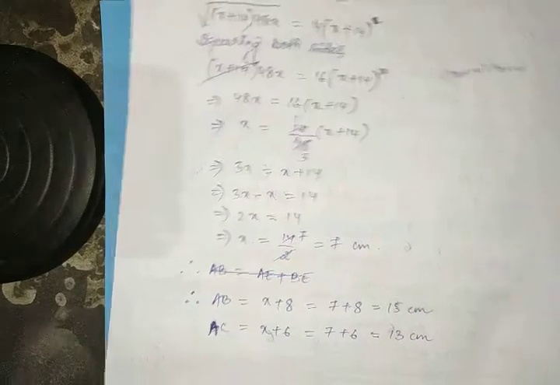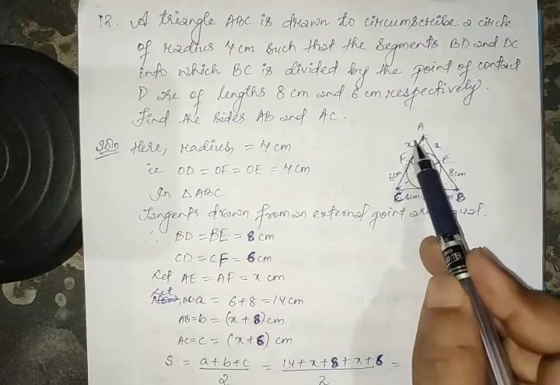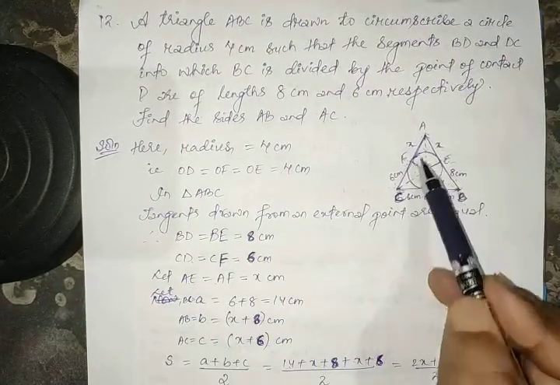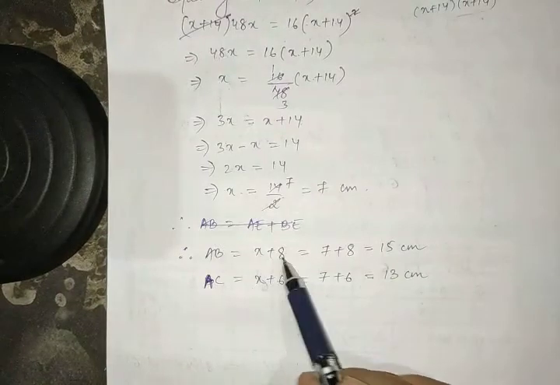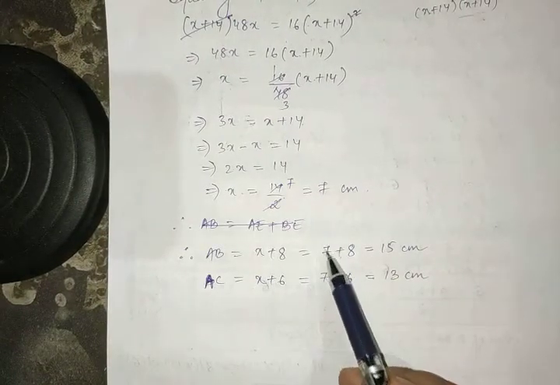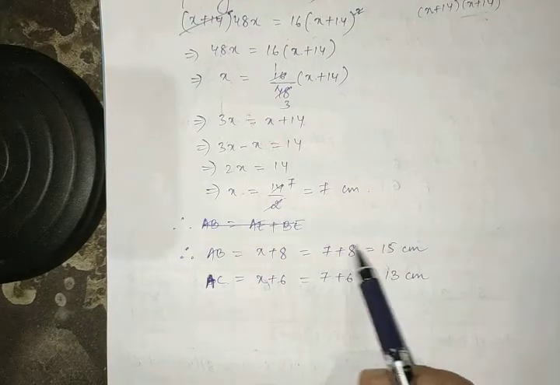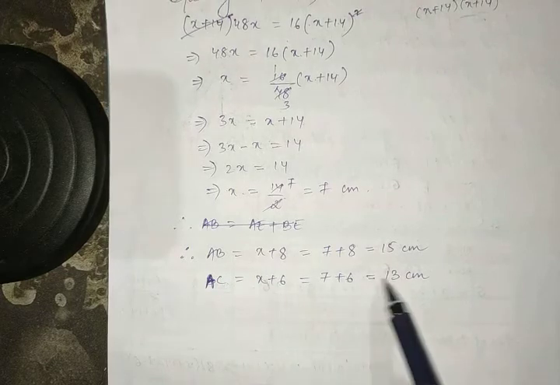Now we can find the two sides. You see, we got this x, right? Then we have to find AC and AB, right? So AB is x plus 8 and AC is x plus 6. So we'll put the value of x and we'll get the two sides. So here AB is x plus 8, so in place of x we have put 7, so 7 plus 8 is 15 centimeter, and AC is x plus 6, so x we got 7, so 7 plus 6 is 13 centimeter. So these are the two sides.